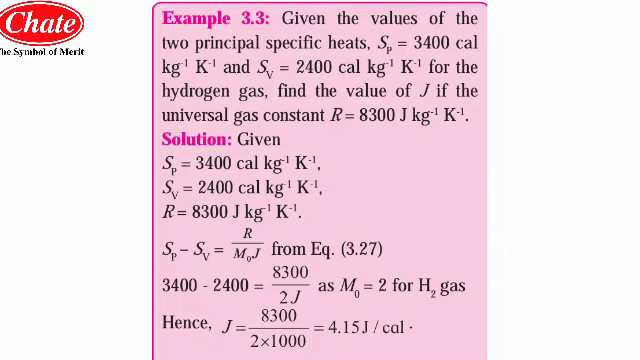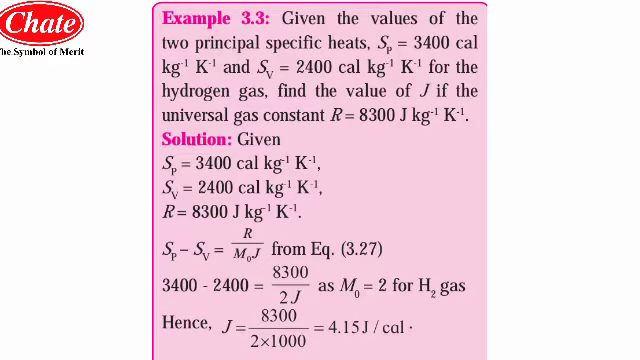So the formula we have to use for this solution is SP minus SV, that is molar specific heat at constant pressure minus molar specific heat at constant volume, is equal to R, our universal gas constant, upon M0 into J. So we will just put the values simply. Students, you may have the question what is meant by M0. M0 is nothing but the molar mass of the gas, and J, as we know, is the mechanical equivalent of heat.